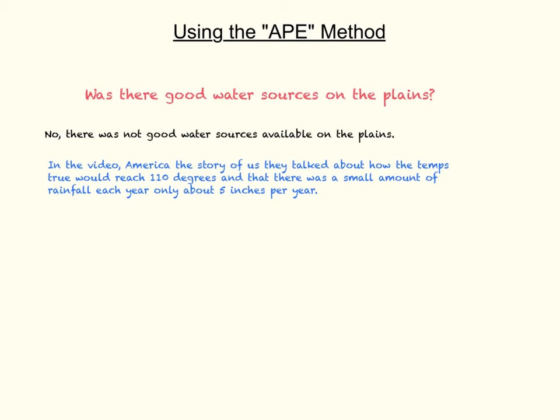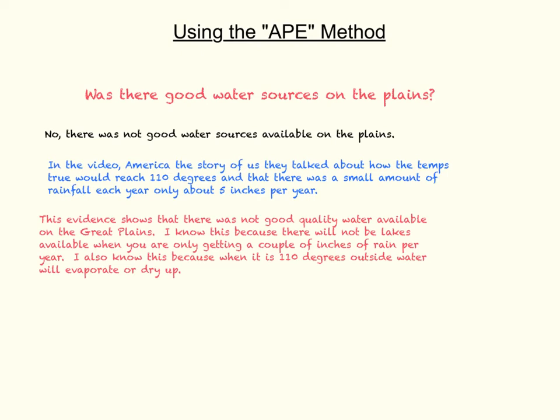Now I'm going to go on to the E, which is the explanation, and this is the most difficult part for students, so really focus in on this part. So let's take a look at my explanation, because this, again, is brutal, but it really shows your understanding, and that's what we're looking for. So if you look here, I'm saying that this evidence shows that there was not good quality water available on the Great Plains.